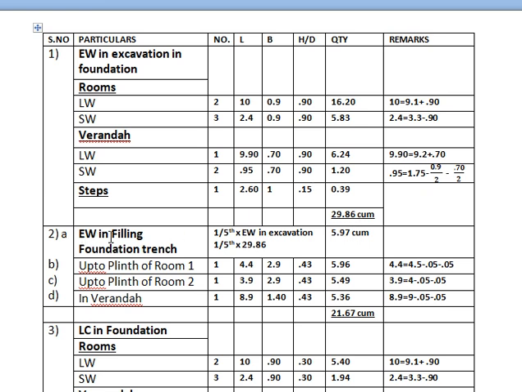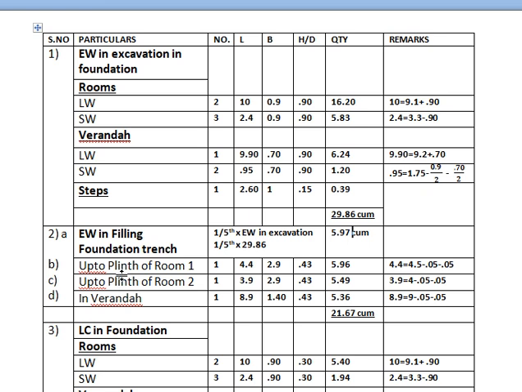Now talking about the earthwork in filling. First of all we have to fill the foundation trench. After filling the foundation trench, we will fill the room first up to the plinth, and then the second room up to the plinth, and then finally we will fill up the veranda. Earthwork in filling for the foundation trench is directly taken as 1/5 of the earthwork in excavation, which is 1/5 of 29.86 as calculated here, and you will get the earthwork in filling foundation trench as 5.97 cum.